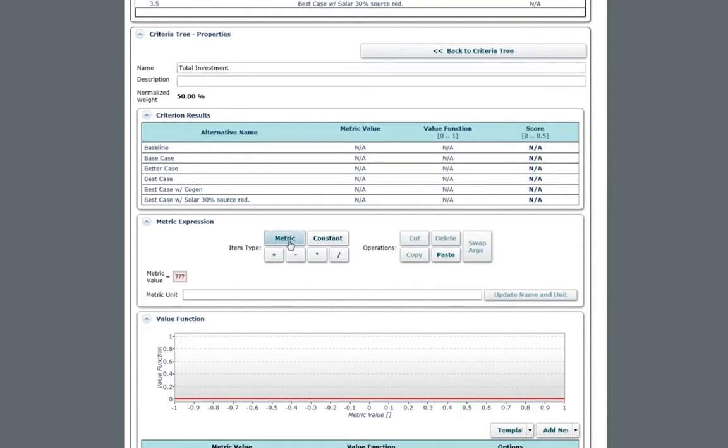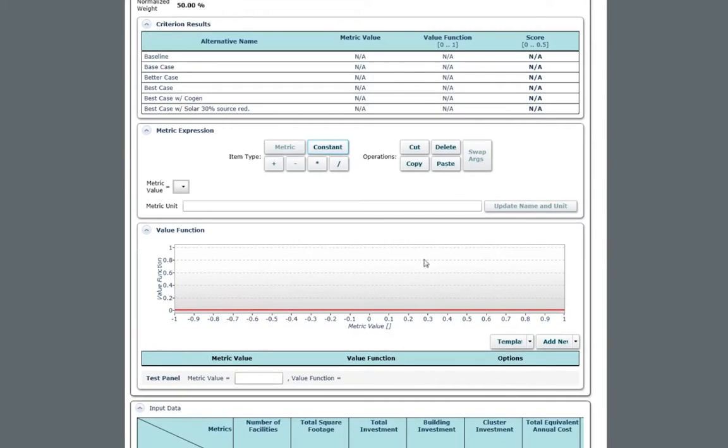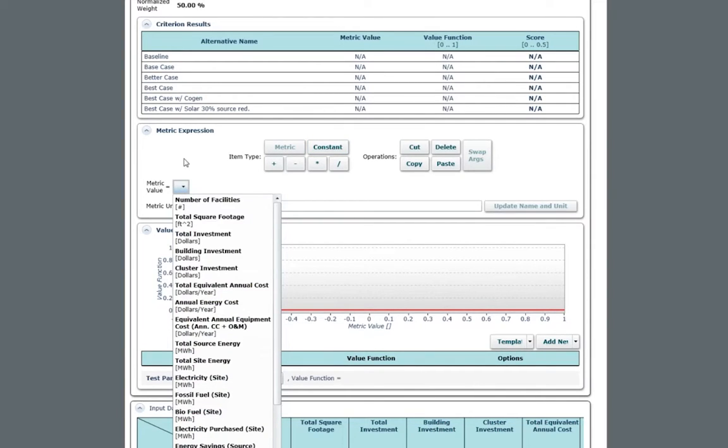Fortunately, there's a lot of built-in pieces to that. So what I did is I clicked metric. You can also make them constants. There's a way of doing a lot of custom stuff, but we're not going to look at that today. We're going to look at the typical way and use a lot of the custom stuff that's already here.